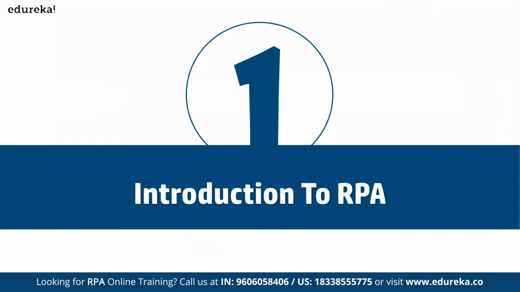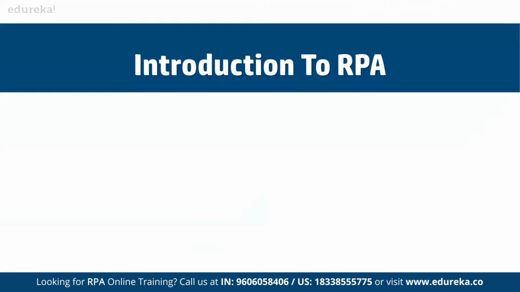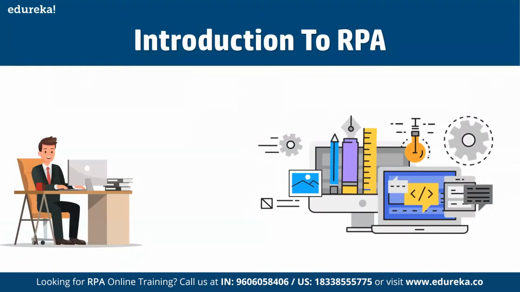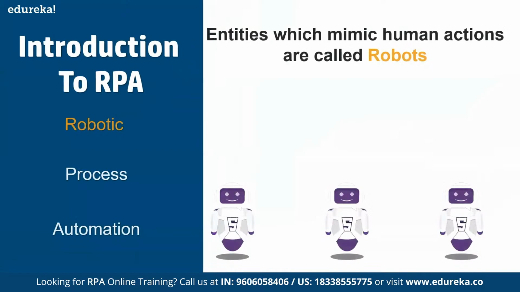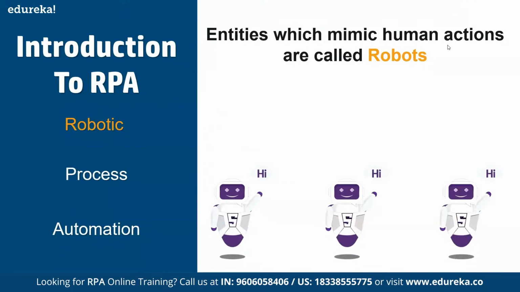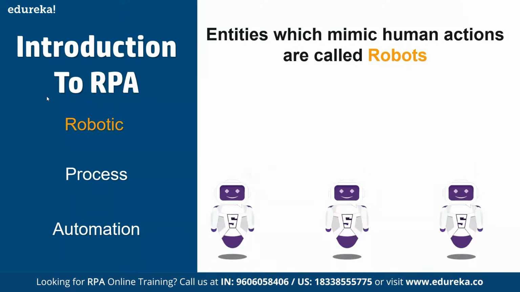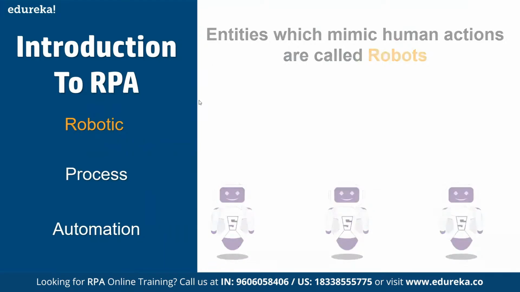Coming to the core topic, that is what exactly is RPA. So introduction to RPA, right? So what is robotic process automation? So a robot is considered an entity, right? Any entity which can mimic human action is called a robot, right? Any entity which behaves like a human being, especially if it is a machine, we call it a robot, right? Then what is a process, right?